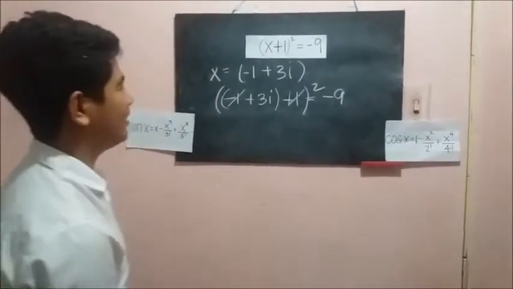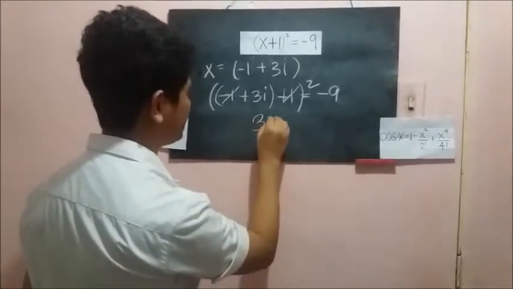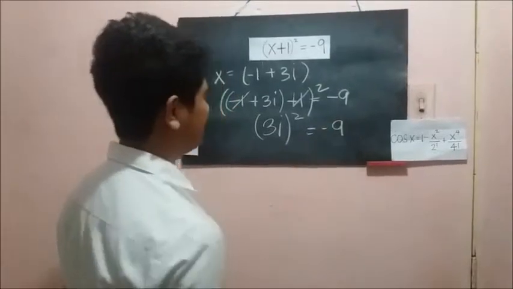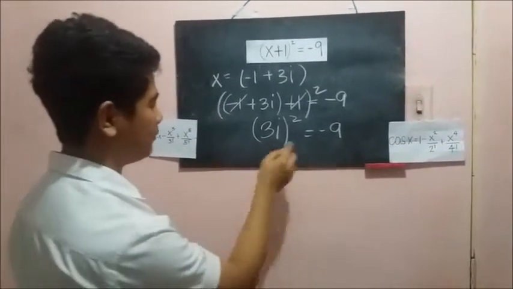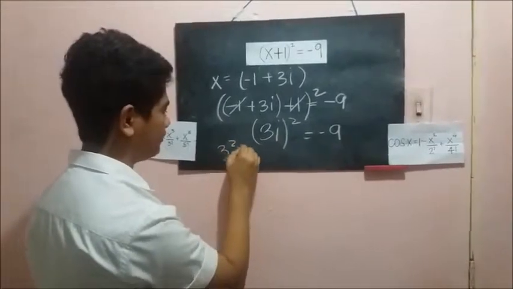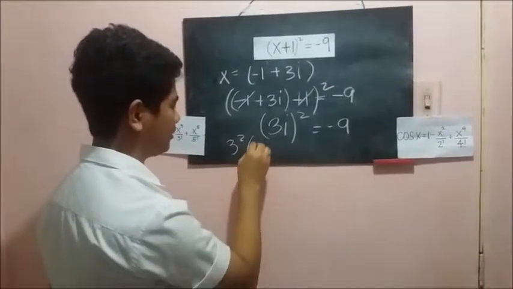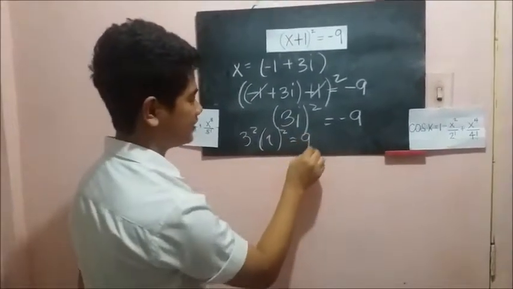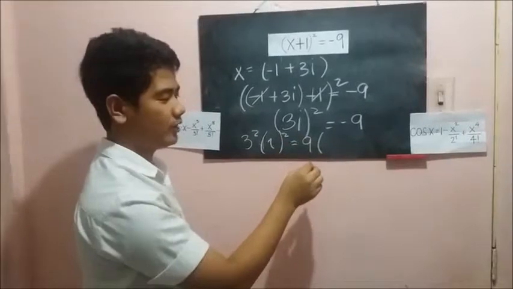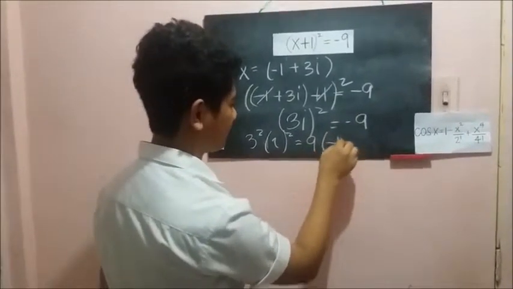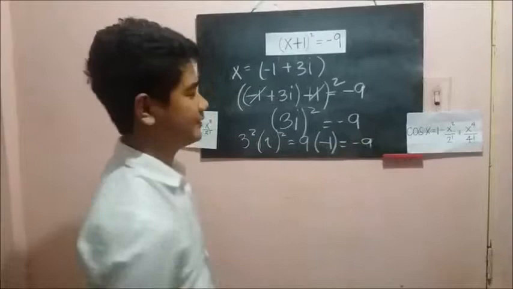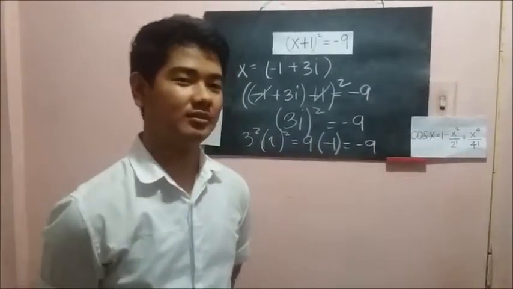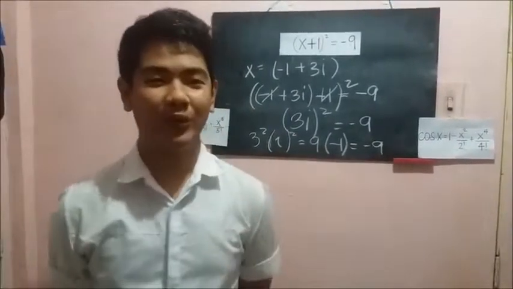So basically 3i will be squared and it will be equal to negative 9. If we simplify that, it will become 3 squared times i squared, which is equal to 9 times i squared, which is equivalent to 9 times negative 1, which is equal to negative 9. That's how complex numbers work. Just a simple example.